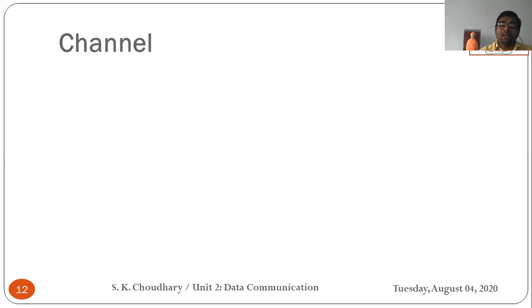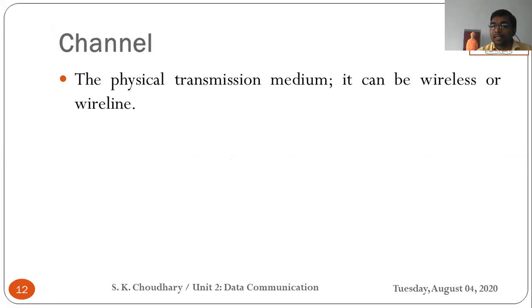Now, this is the end of the transmission section. Now we enter the channel section. In the channel section, what happens? We know that the channel is a physical transmission medium, either a wireless medium or maybe a wired medium. And we have learned all kinds of wireless and wired media in the first unit.